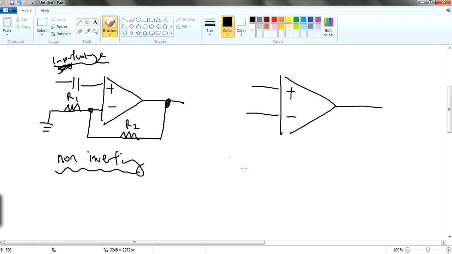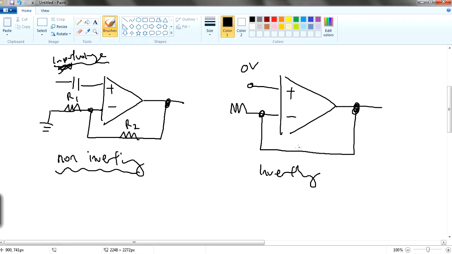For the inverting amplifier, there will be 0 volts over here. There will be no input. However, the connection is still the same. There will be an R2, there will be an R1.